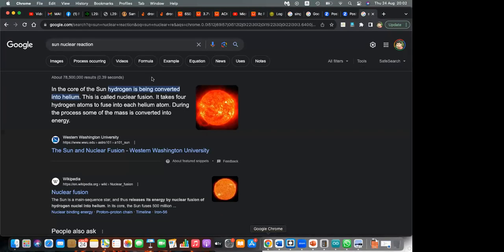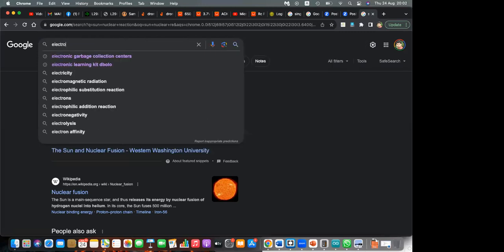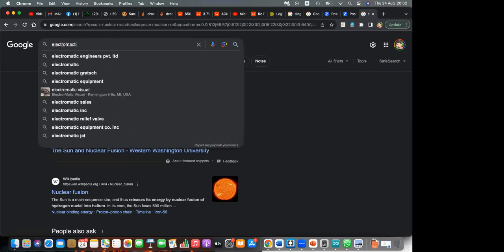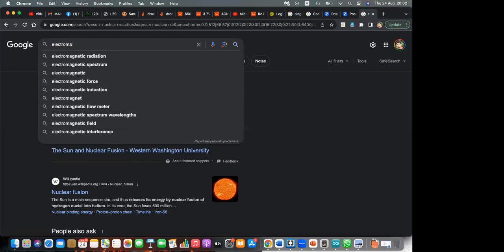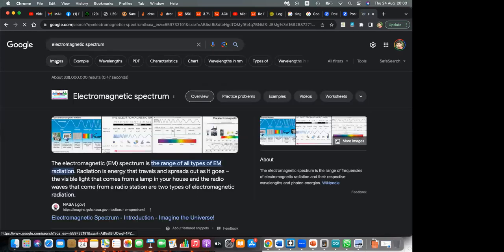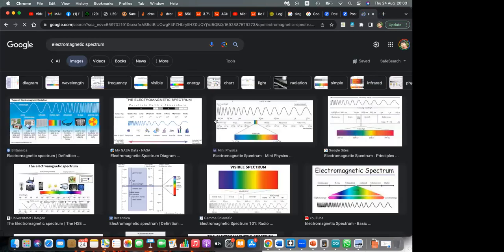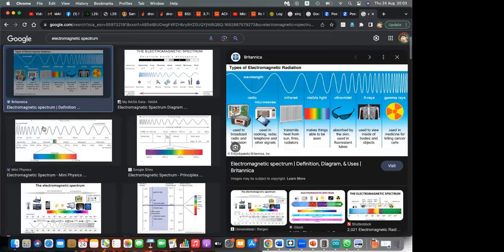No. So here, the electromagnetic spectrum is the full spectrum of signals where you can see, basically a set of energy waves around us, and actually here you can see different types of electromagnetic radiation.